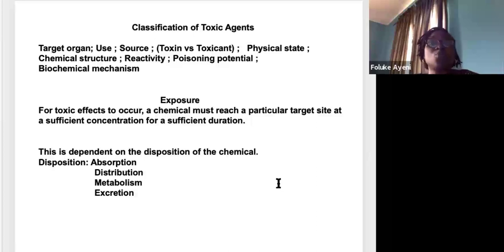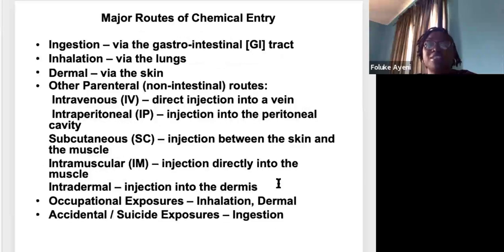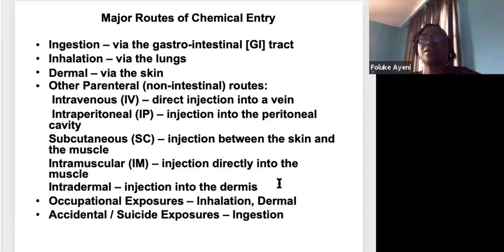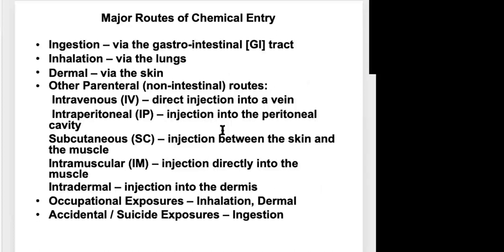The chemical agent or the toxin must get to the site of action. If you remember the cascade that I mentioned earlier, the toxicant has to be absorbed, distributed or metabolized before getting to the target organ where it exerts its action. It could also be excreted, but that might not be before it has exerted the adverse action that we will see. So these are the major routes of chemical entries into the body. We should all be familiar with these major routes.